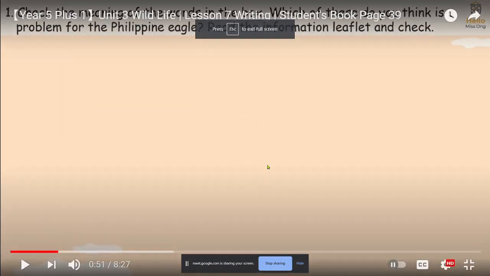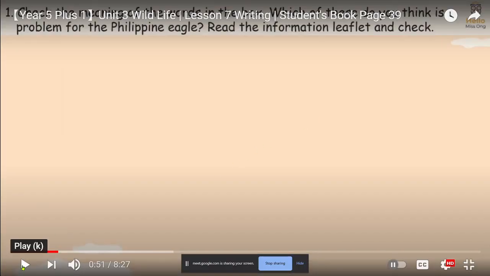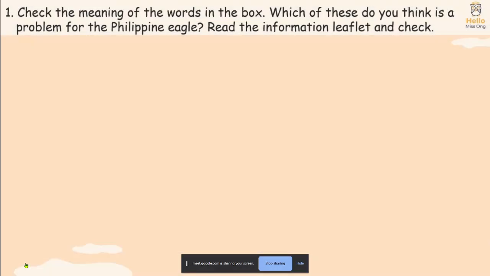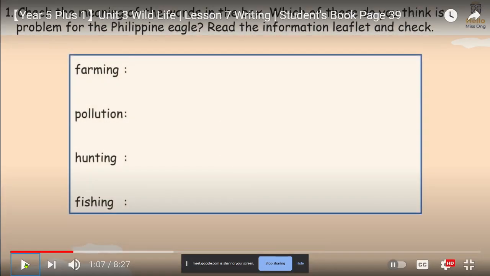Hold on, somebody is checking in. Ada orang nak masuk. Okay, go. Exercise 1. Check the meaning of the words in the box. Which of these do you think is a problem for the Philippine eagle? Read the information leaflet and check. Okay, you're asked to look for the meaning in your dictionary.